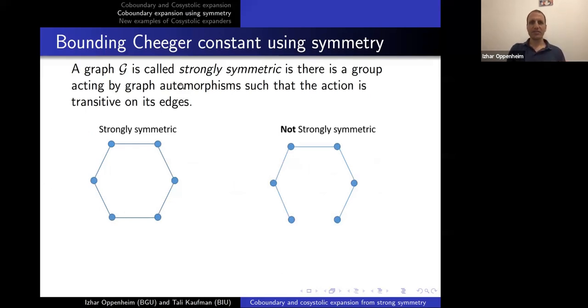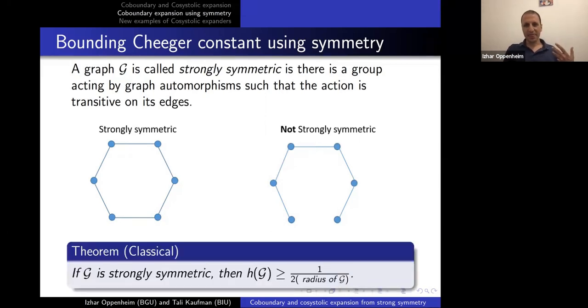Let me call a graph strongly symmetric if there is a group of graph automorphisms such that each edge can be translated by this group to any other edge. For instance, this graph is strongly symmetric because you have the group of rotations acting on it, so if you have this edge, you can rotate it to that edge or to any other edge. This graph is not strongly symmetric, because there is no automorphism of this graph that takes this edge to that edge, obviously.